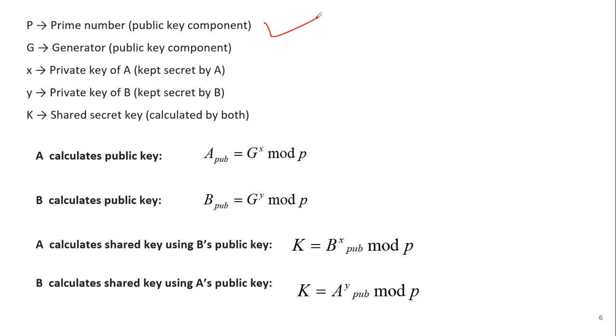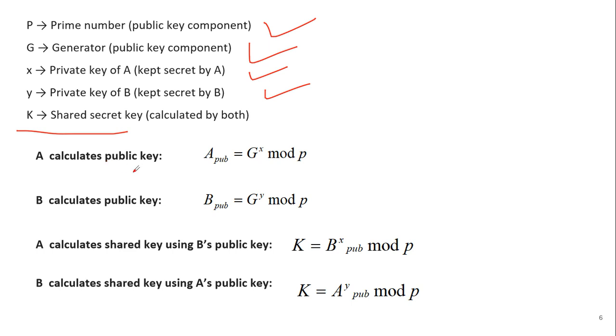Now we will see how to solve the problem. P is a prime number. We require to find out the generator from the P. X is a private key of the user A, Y is a private key of the user B, and K is nothing but the shared secret key which is calculated by both sides, and both are the same.